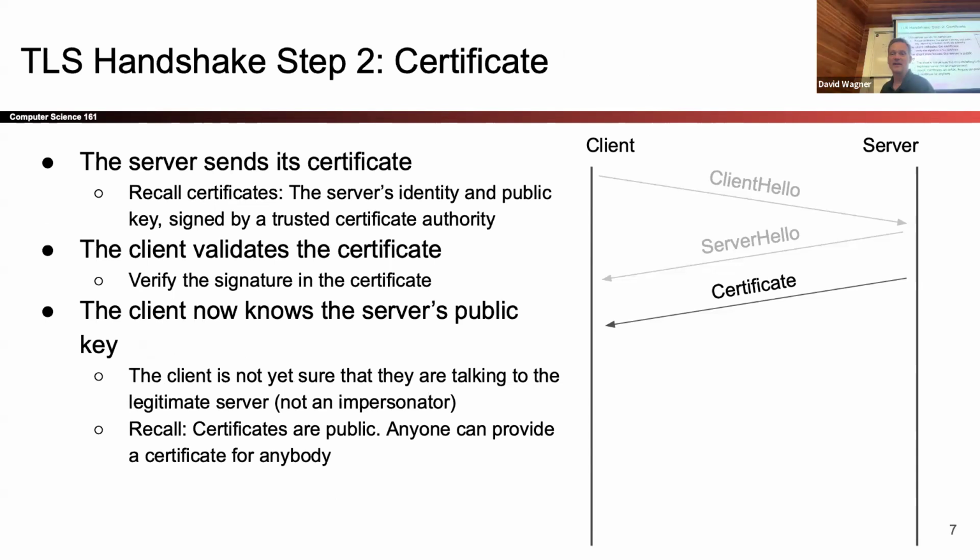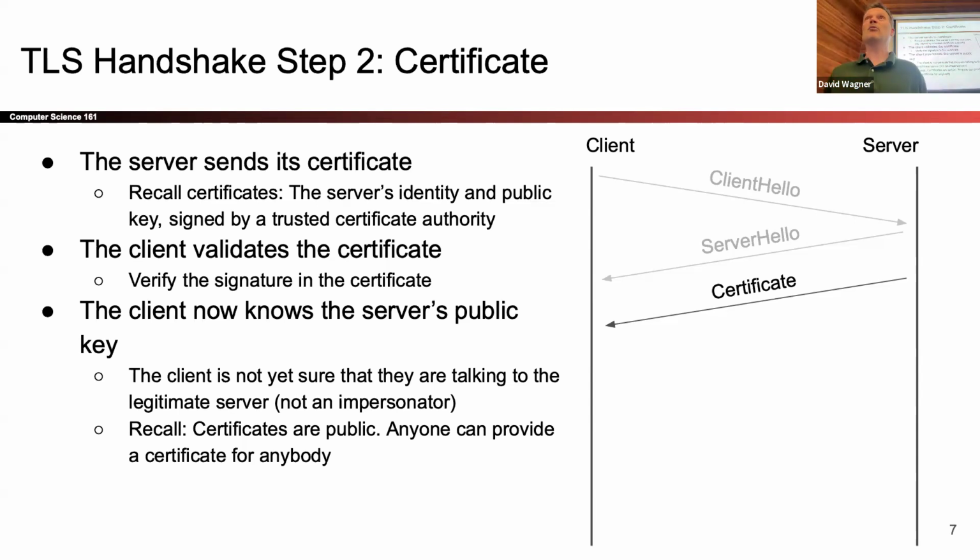Okay. Then the next thing that happens is the server sends its certificate. We're going to use public key cryptography to set up a shared key between the client and the server, and the server is going to authenticate itself. So the client is going to need to know the server's public key. So the thing that the server does at this step is send its public key and a certificate so the client can verify that that's the correct public key for this server.